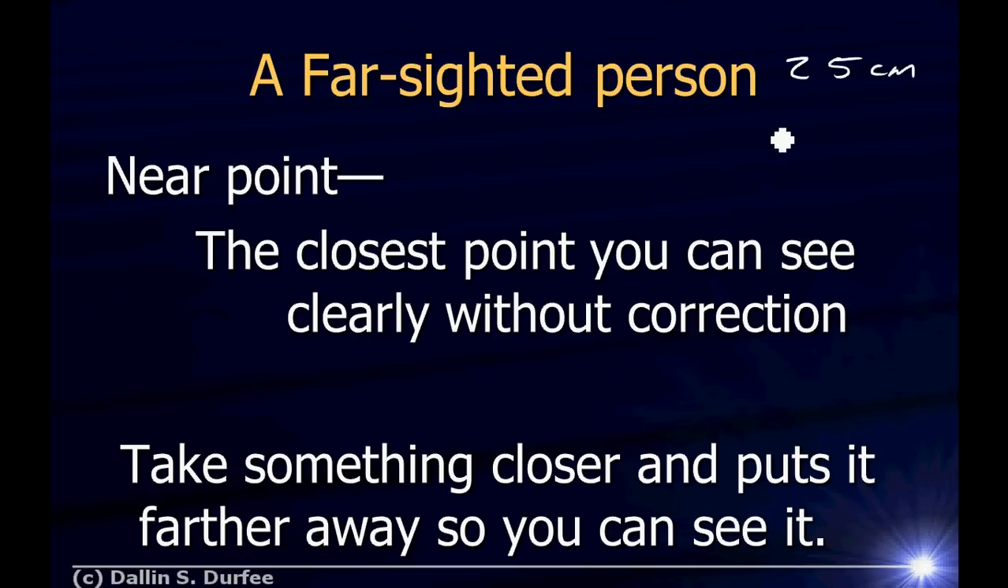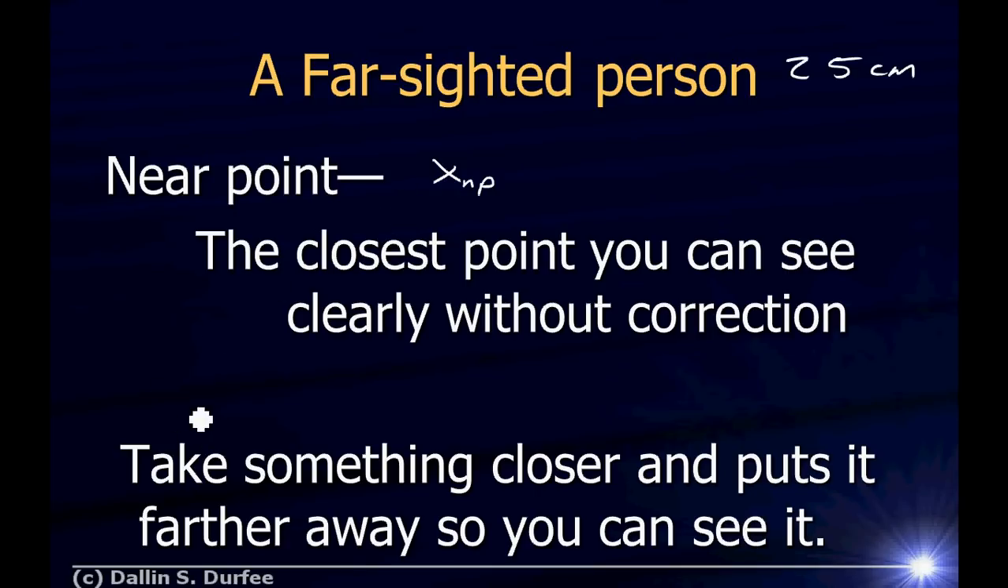So if you are farsighted, that means you can't focus on things that are 25 centimeters away. You have some near point, we'll call it x_NP, and that's the closest you can focus. So if you put something that distance away from your eye, you can focus on it. But if you move it closer, things get blurry.